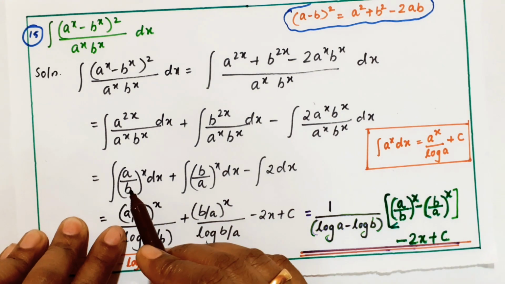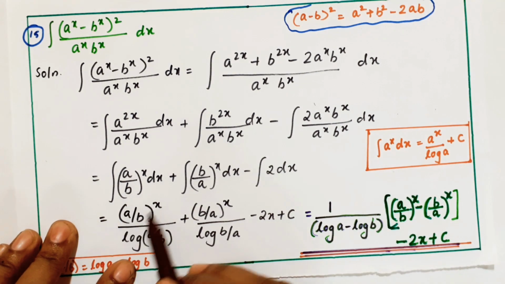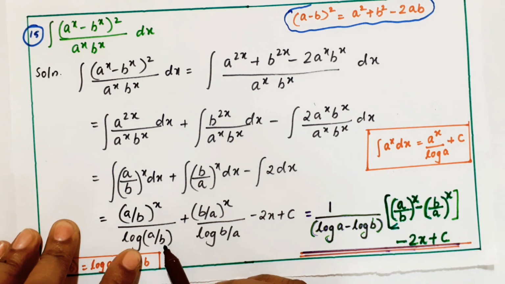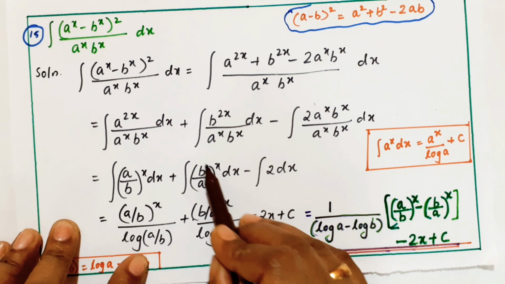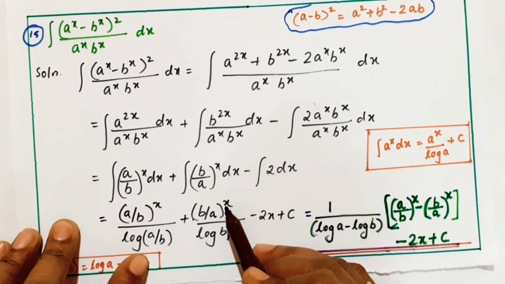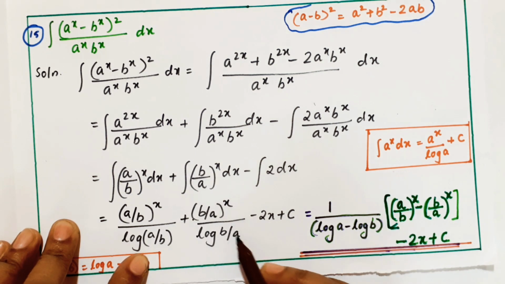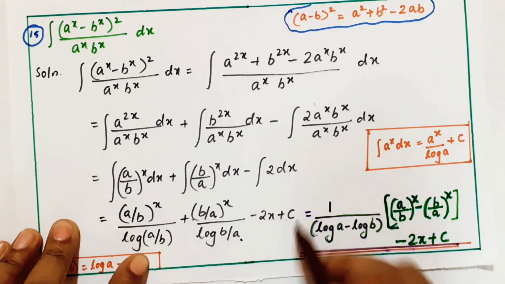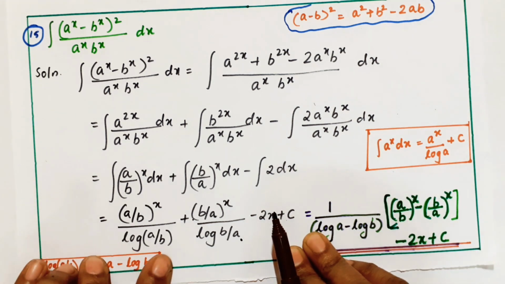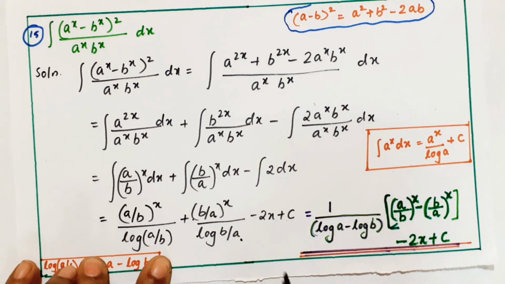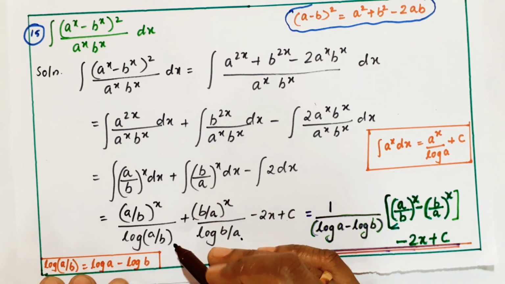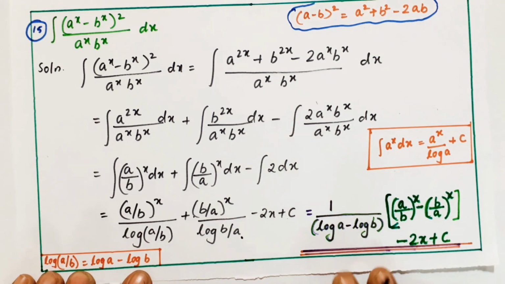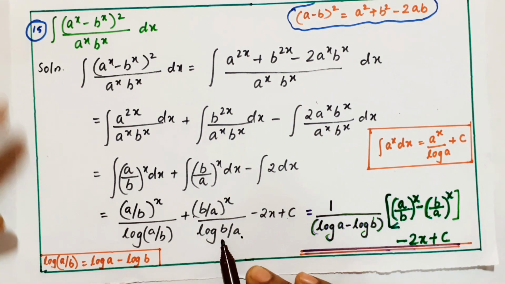So we can write here a^x. What is the term here? a/b. (a/b)^x by log of a/b, plus second term, what is the value of a here? b/a. So it is (b/a)^x by log of b/a, minus the integral of dx, which is x, so minus 2x plus c. After this, you see the denominators are almost the same. We know that log a/b is log a minus log b. So what is log b/a? Log b/a is log b minus log a.